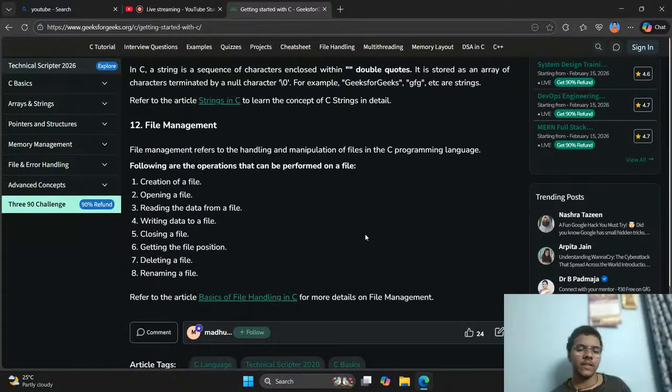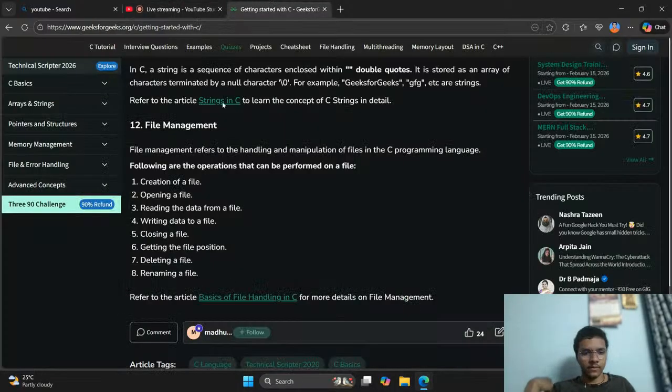File management. File management refers to handling and manipulation of files in the C programming language. Following are the operations that can be performed on a file: creation of a file, opening a file, reading the data from a file, writing data to a file, closing a file, getting the file position, deleting a file, renaming a file.